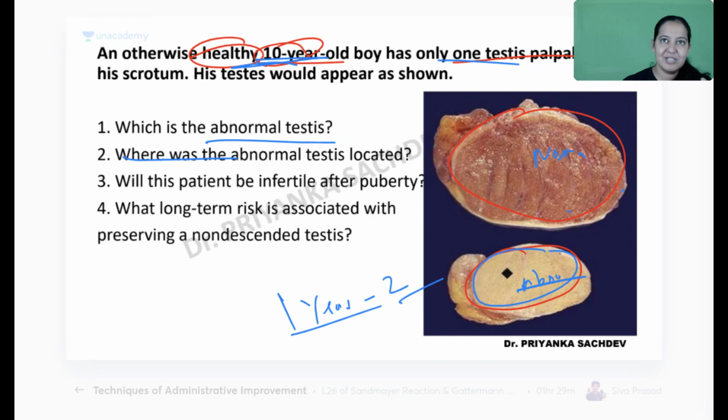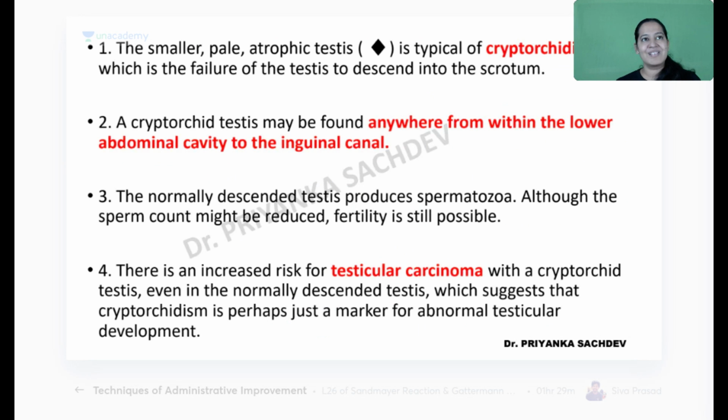What will happen to this boy after puberty if parents are not operating on the child? One of the testes will remain in the abdomen only, the other testis in the scrotum. What will happen to the boy after puberty? Whether he will be infertile or sterile. So he will not be infertile, but he will be sterile.